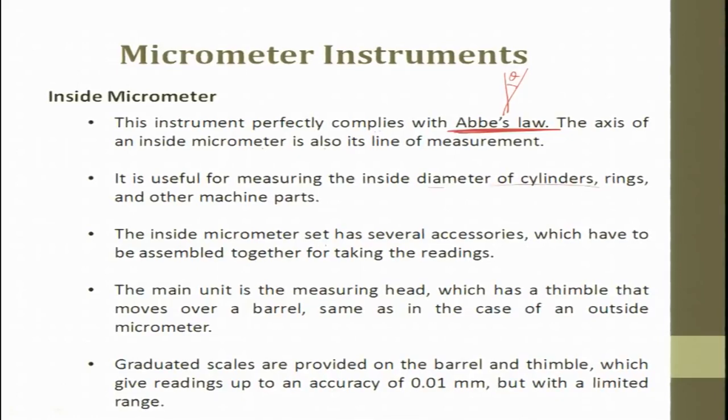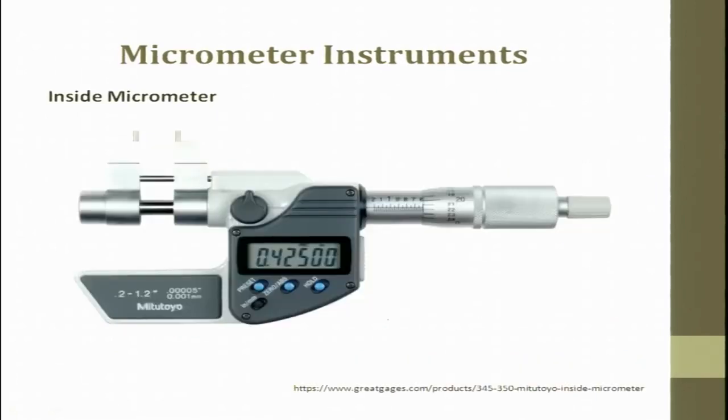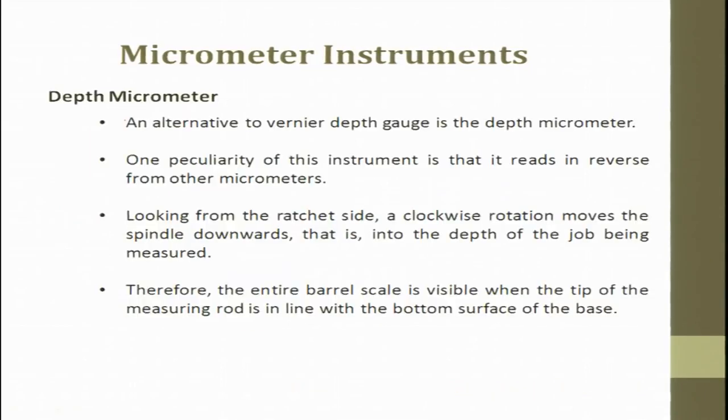This inside diameter set has several accessories you can add on to it. The main unit is the measuring head, which has a thimble that moves over a barrel, same as in an outside micrometer. Here is the thimble. Here is a movement which is happening, you can lock it, and here you can see the least count in inches and in millimeter. Several add-ons can be added such that it can measure the values properly.